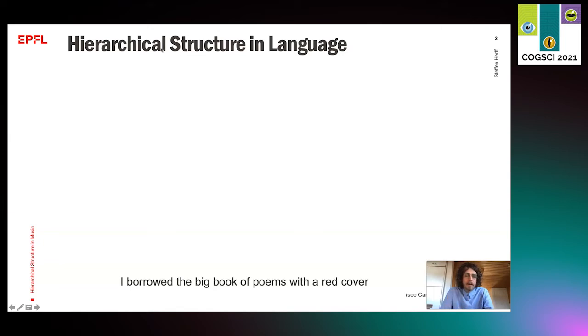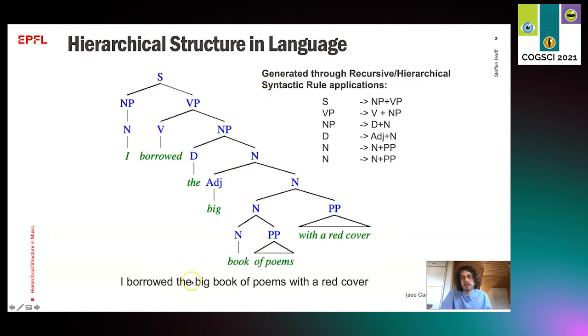So what do I mean by hierarchical structures? The most apparent example comes from the domain of language. Let's consider the sentence: I borrowed the big book of poems with the red cover. One way to think about the sentence is that it was generated using a particular grammar, in this case the grammar of English, and by applying rules recursively we generated this grammatical sentence. So for example, this is what it might look like.